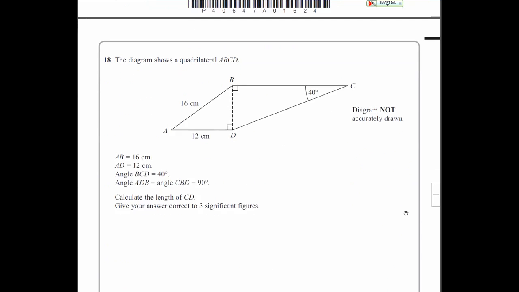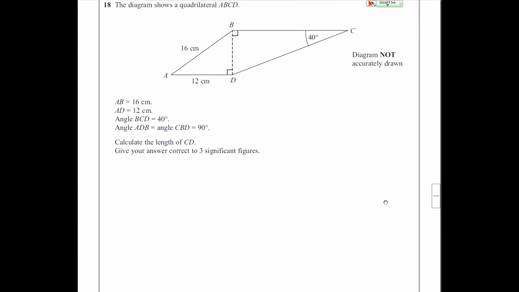3 marks. Question 18. The diagram shows a quadrilateral ABCD. AB is 16 centimeters, AD is 12 centimeters. Angle ACD is 40 degrees. Angle ADB equals angle CDB equals 90. All of that is on the diagram. Calculate the length of CD.